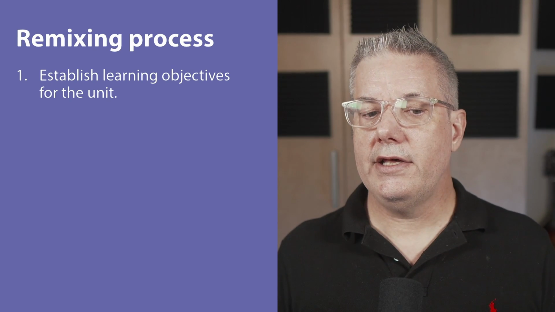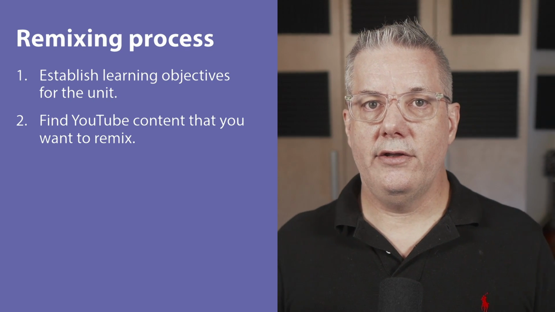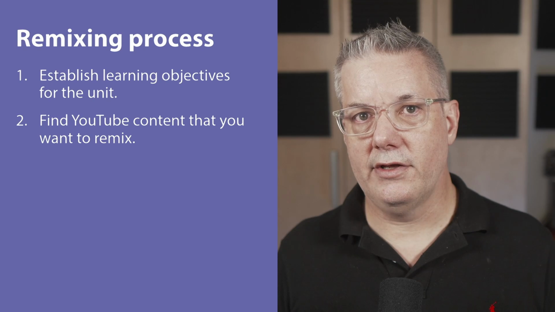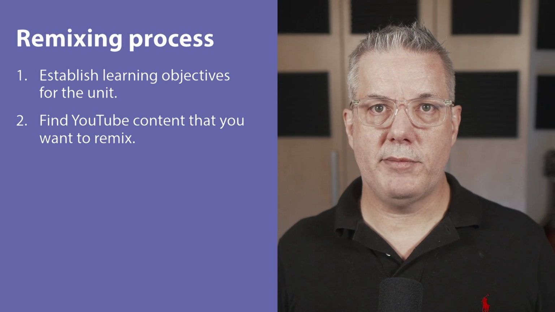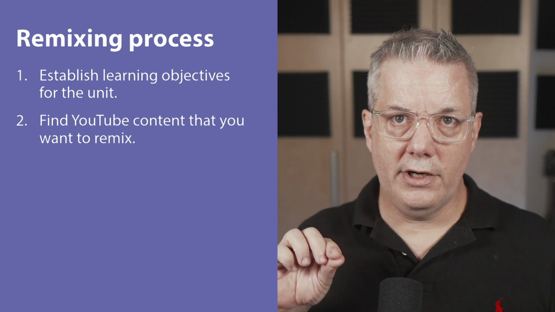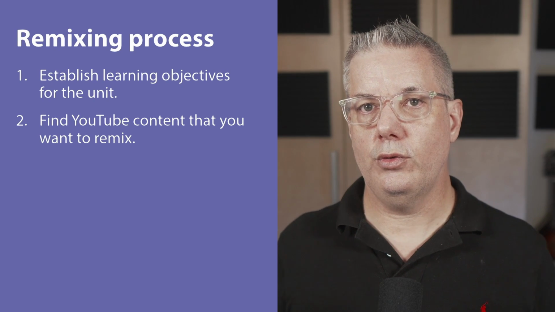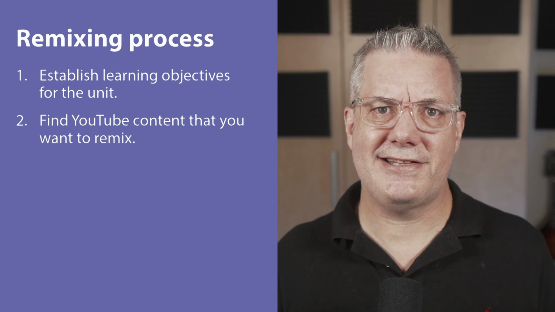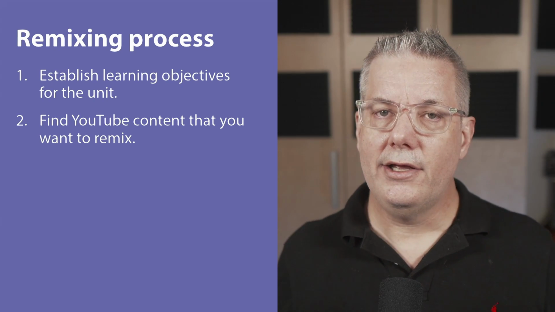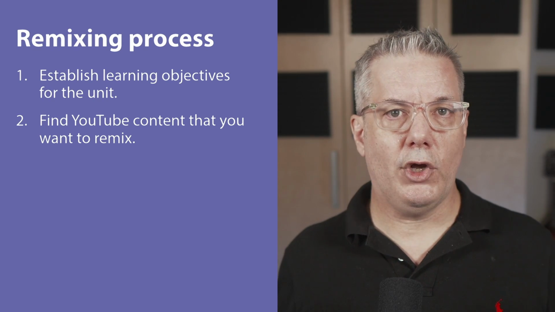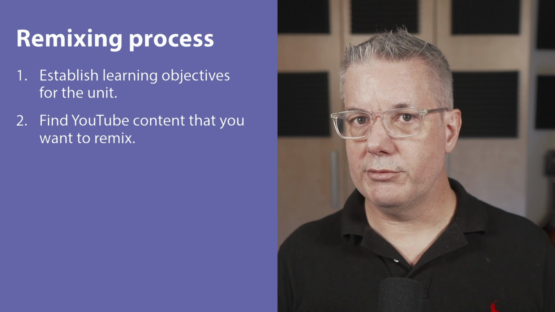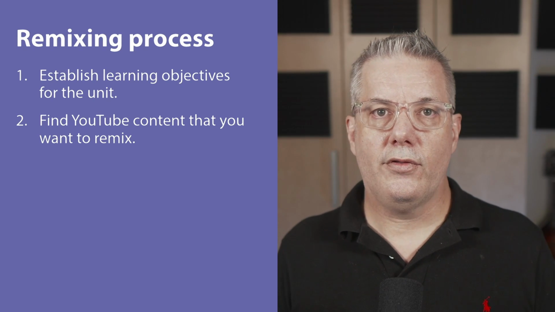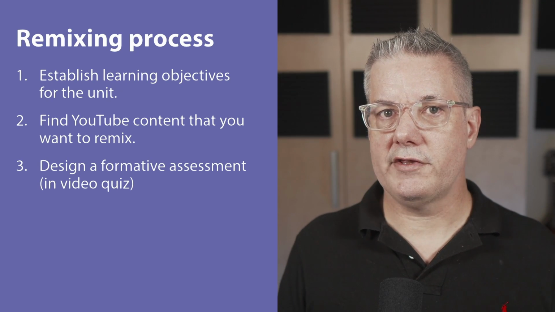The second is to find YouTube content. And this is content that you want to use and remix into a class unit. Now, in this case, it's important to be specific. You need to know start and stop times of the material that you want to remix. You don't want to mindlessly use entire videos. That's just like sending students to YouTube. Instead, pick the parts of a video or multiple videos that are aligned with your learning objectives and that can become a coherent unit. Third is design a formative assessment.